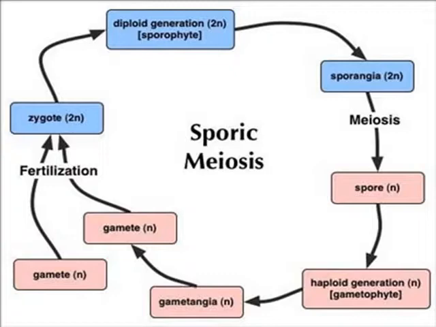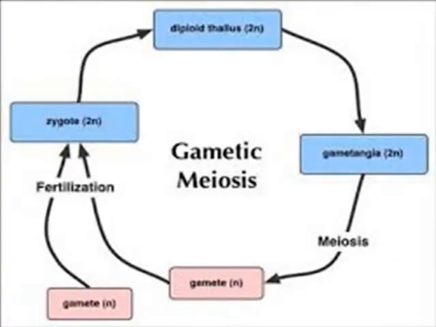Now when fertilization of gametes takes place, a zygote will form having 2n number of chromosomes. Now this zygote will further develop and produce a sporophyte that will have 2n number of chromosomes. That means again a diploid generation will be formed. Like this the cycle continues.